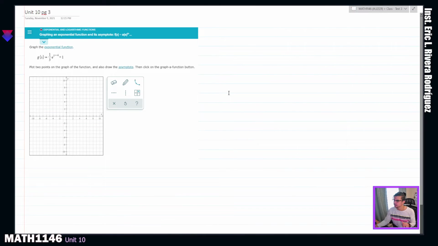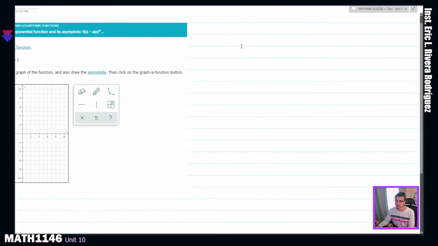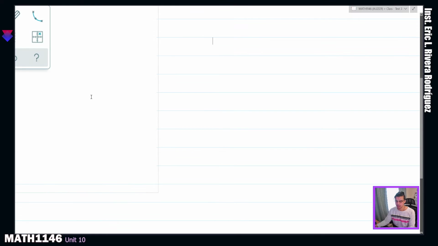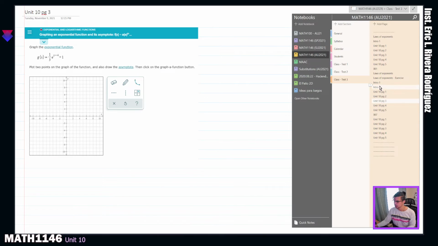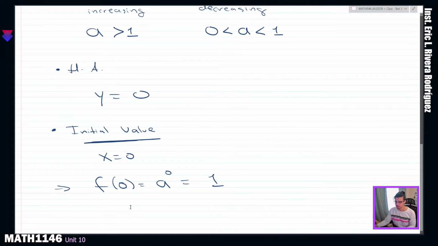Something that I didn't tell you in the intro is that I told you about the shape of the graph and about the horizontal asymptote, but I didn't tell you about the key points. So let's do that first, and then we go back to this exercise, because we will need to know the key points of the parent function in order to graph this function. So let me go back to the intro, and let's talk about the key points.